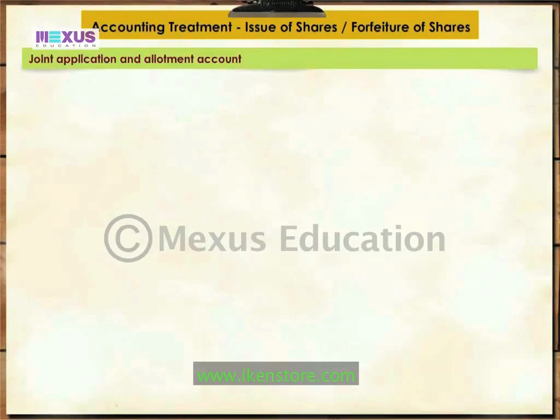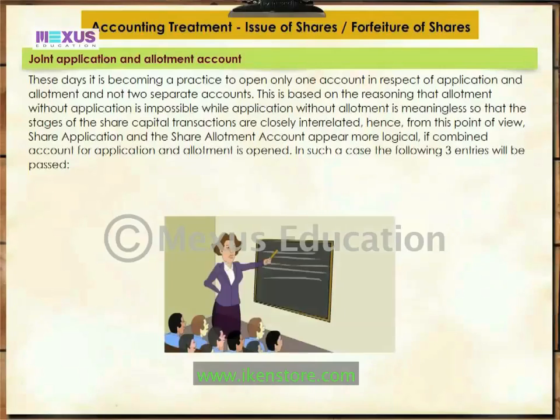Joint application and allotment account. These days, it is becoming a practice to open only one account in respect of application and allotment, and not two separate accounts. This is based on the reasoning that allotment without application is impossible, while application without allotment is meaningless, so that the stages of the share capital transactions are closely interrelated.